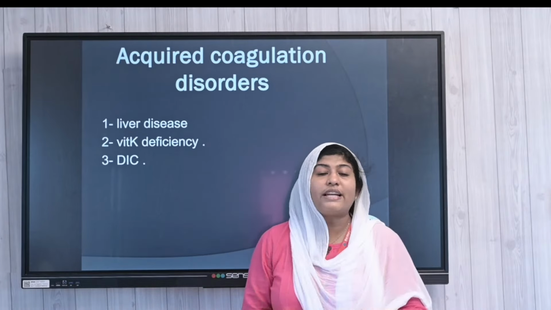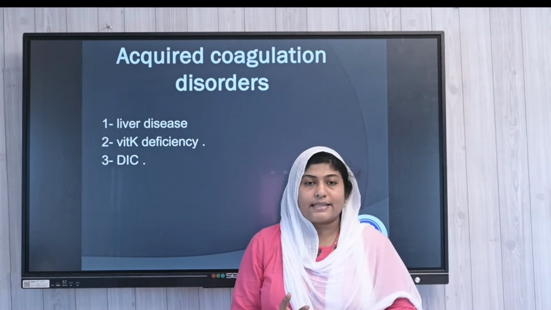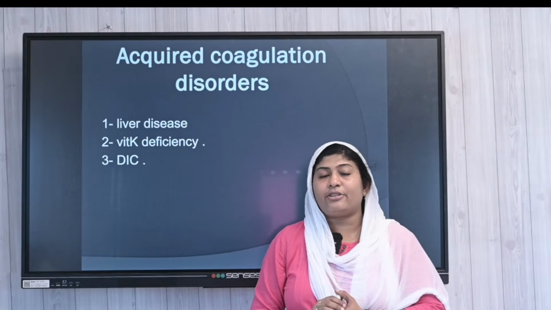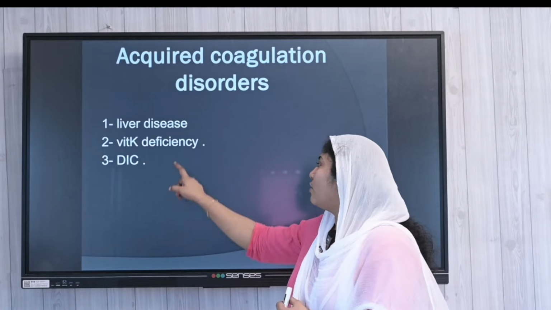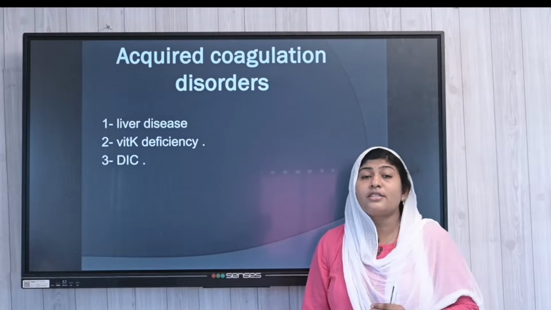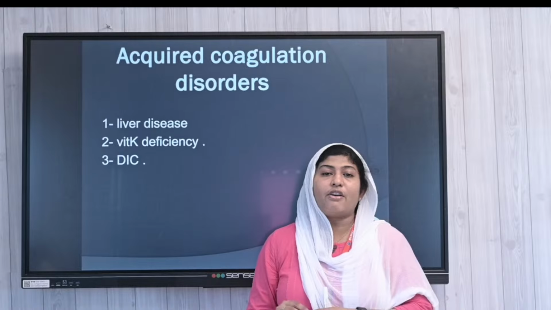Without vitamin K, the coagulation factors will not be properly synthesized. See, very important point: factor number 2, 7, 9 and 10. Factors 2, 7, 9 and 10, these four are called the vitamin K dependent coagulation factors. So deficiency of this vitamin will definitely affect the production of these factors, and the patient will have a coagulation problem.